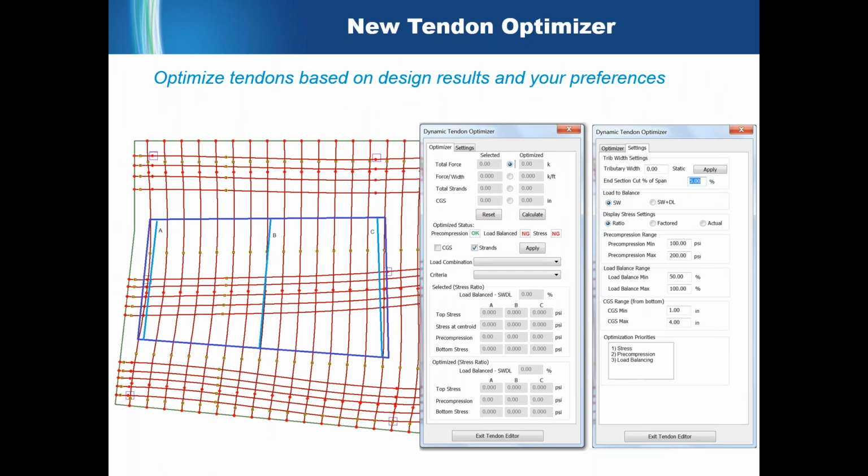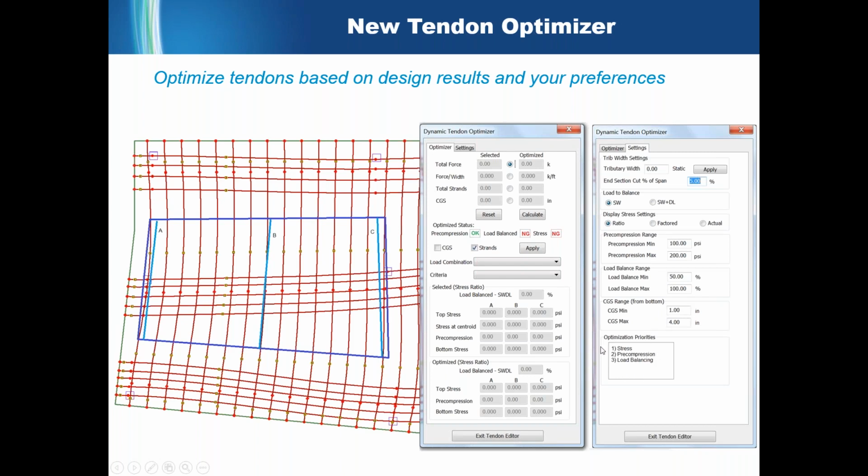So the next generation of what this will actually look like is quite a bit more robust. Taking your attention to this right-hand side image, you can now enter your tributary width like I did before. You can specify, for your balancing load, whether you're balancing the self-weight or self-weight and dead load. And jumping down here, your pre-compression range, your load balancing range, and your CGS range. Let's say how far off from your soffit you want to be.